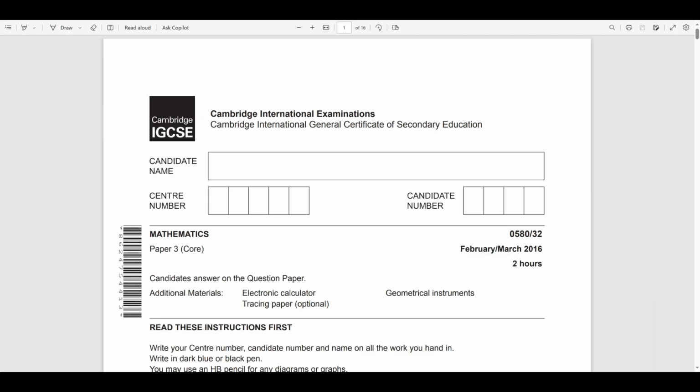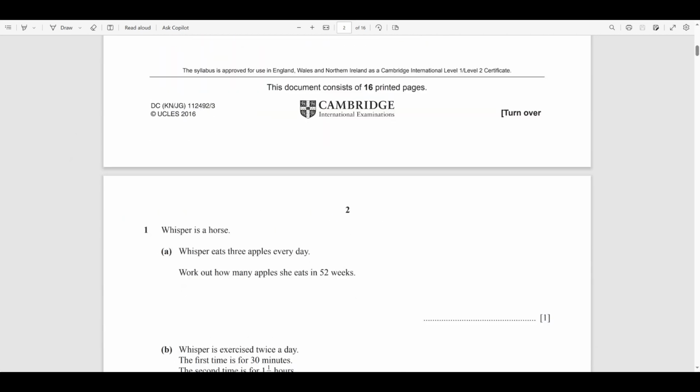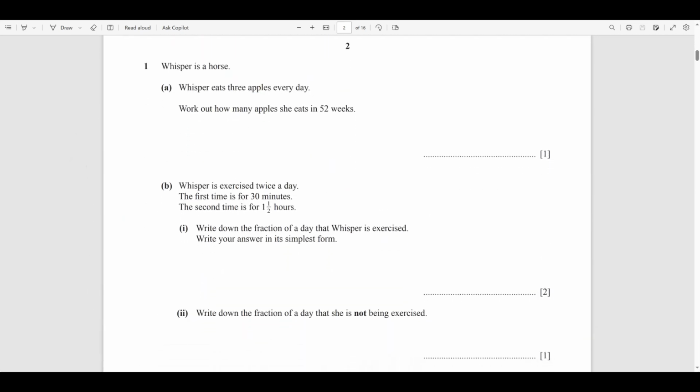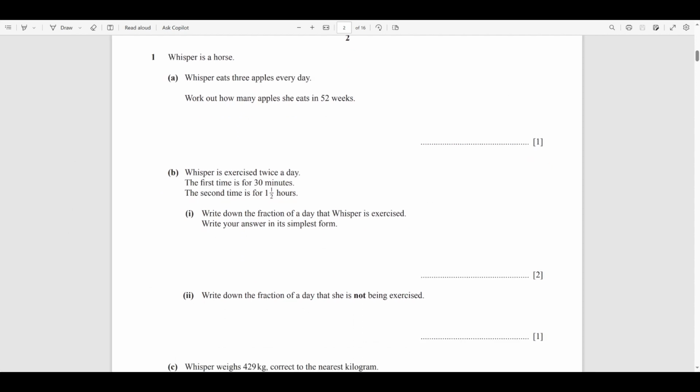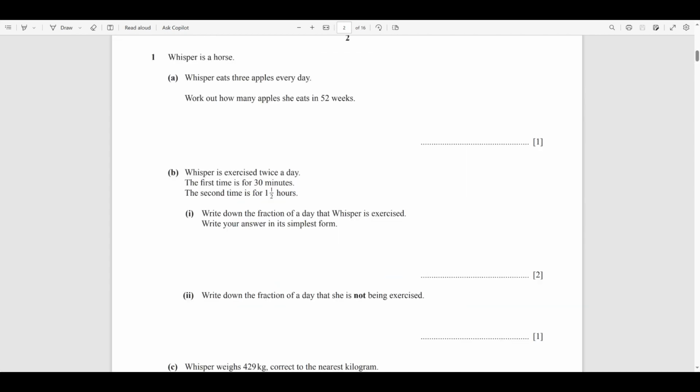We are going to solve this paper, Cambridge IGCSE. This is paper 3, February-March 2016, and this is the second variant of paper 3 core. We are trying to solve this. I also have my marking key over here so we can actually tally the answers at the same time.